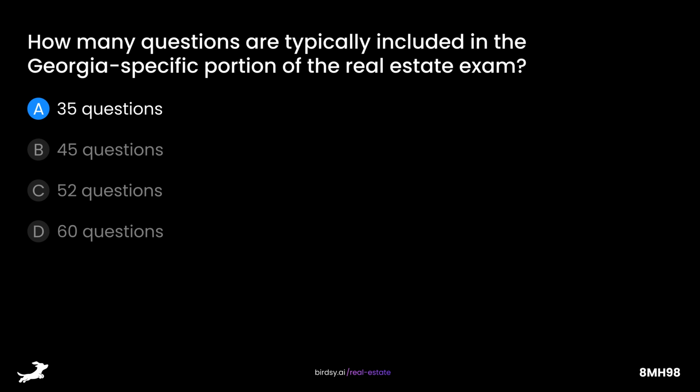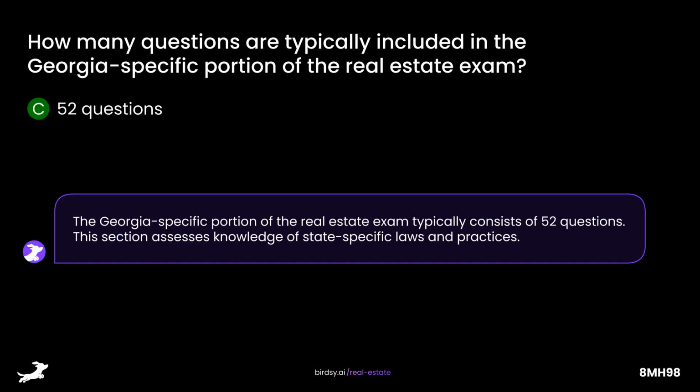How many questions are typically included in the Georgia-specific portion of the real estate exam? Is it A, 35 questions, B, 45 questions, C, 52 questions, or D, 60 questions? The answer is C, 52 questions. The Georgia-specific portion of the real estate exam typically consists of 52 questions. This section assesses knowledge of state-specific laws and practices.